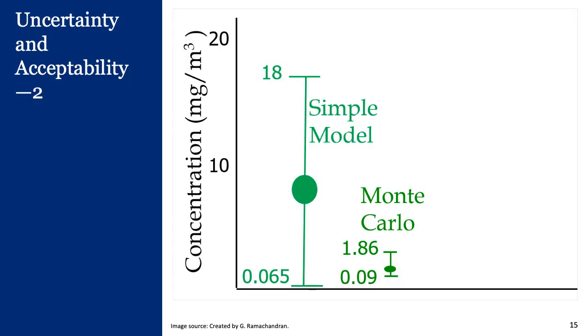And so if we now compare the simple model, the best case, worst case model, versus the Monte Carlo output, we can see that it produces a much narrower uncertainty estimate, and a more useful one, I would argue.